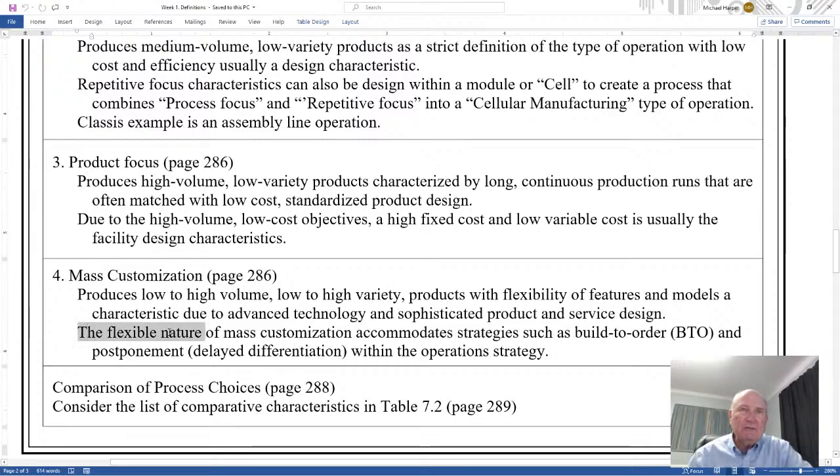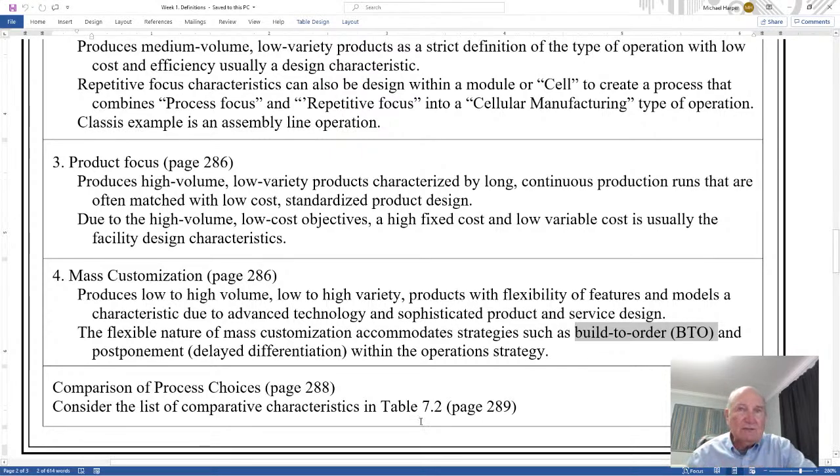Well, the flexible nature, and flexibility is the key here, of mass customization accommodates strategies such as build to order. Build to order is that you get an order coming in and you actually build to whatever that order says. So you're not producing in large numbers. You're producing it customized for that particular order. Sometimes it's build to order, sometimes it's make to order. You can have different versions of assemble to order, fabricate to order.